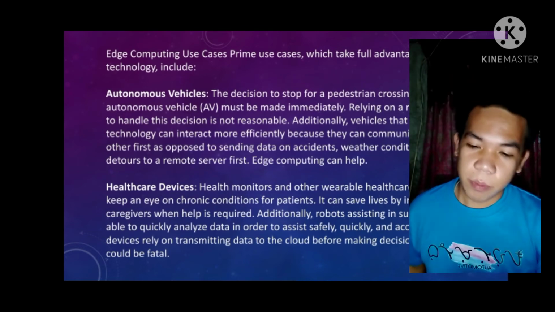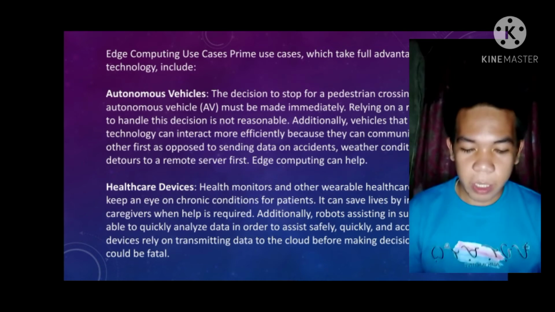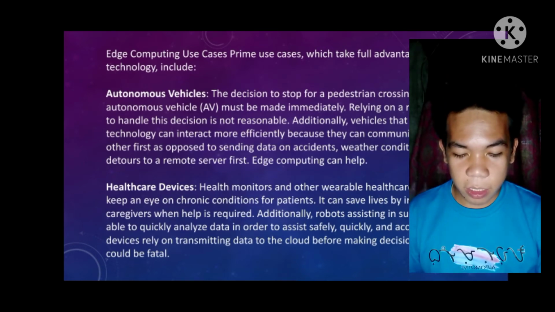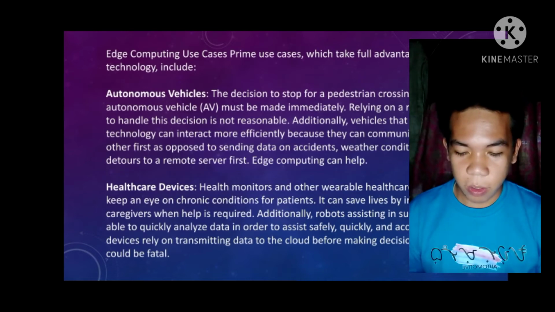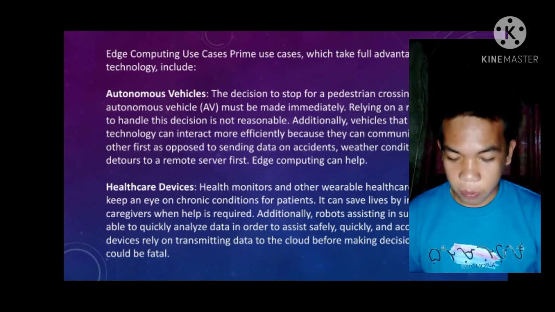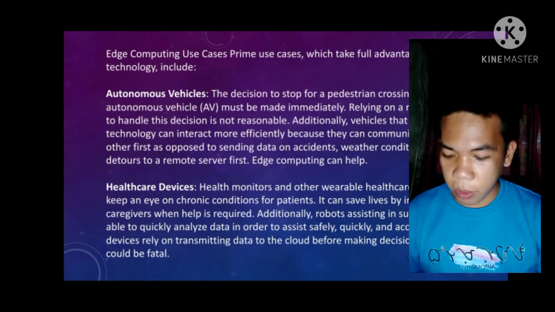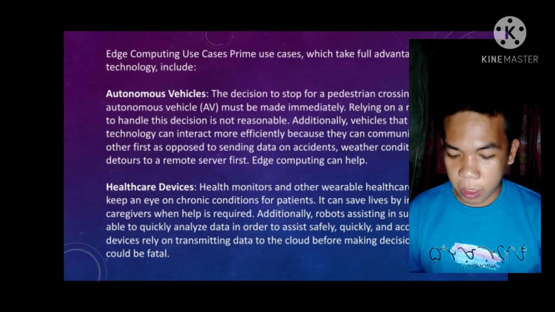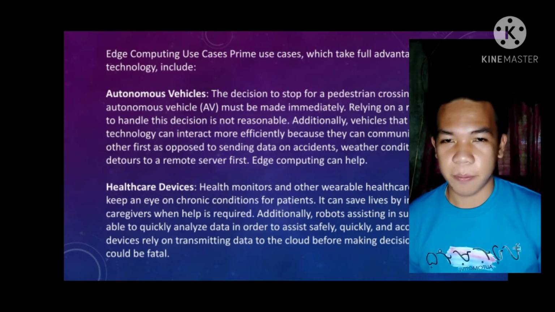Autonomous vehicles help a lot because they can reduce accidents and improve the safety of human beings. They can communicate with each other first, as opposed to sending data on an accident. Edge computing can help.